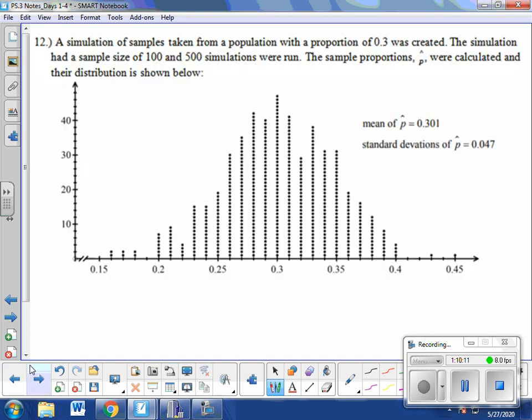So if I take a look at problem number 12, it says a simulation of samples taken from a population with a proportion of 0.3, so that's our p-value, was created. The simulation had a sample size of 100 and 500 simulations were run.